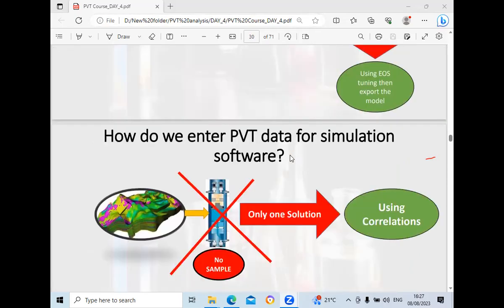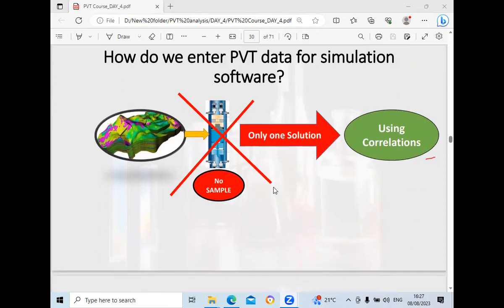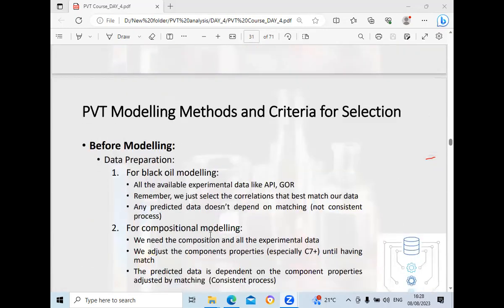All right, so we move beyond that. This is just to tell us that for a compositional model, there is no way you can use correlation. That's why you're seeing an X on that. There is no way we can use a correlation.